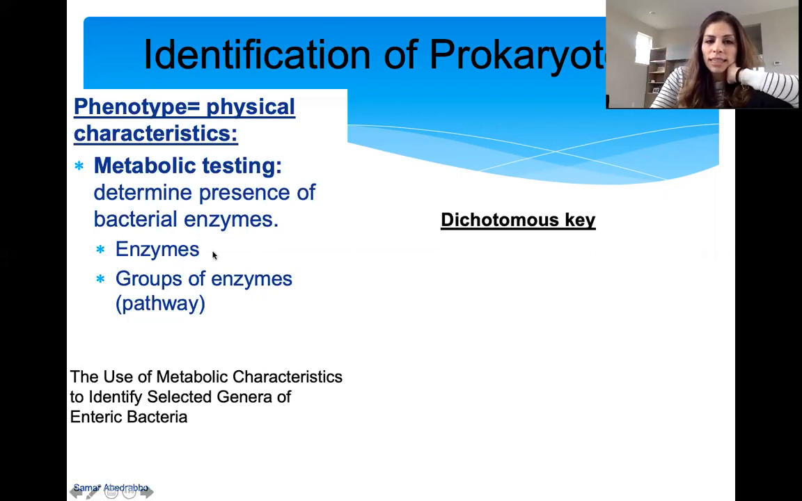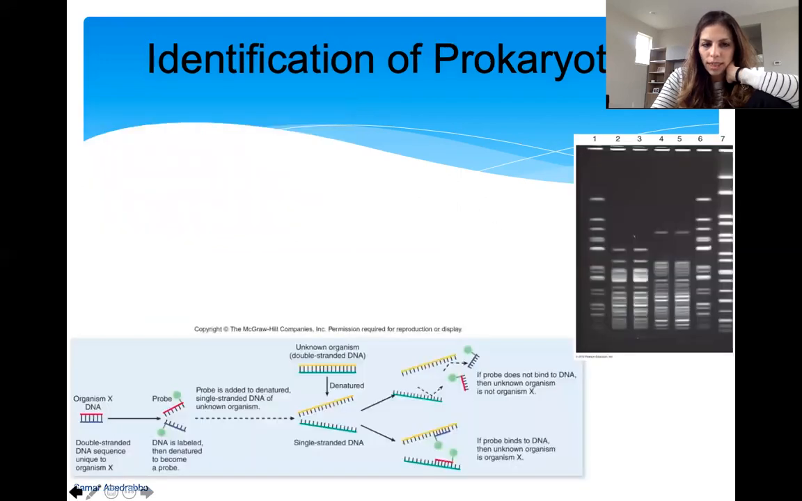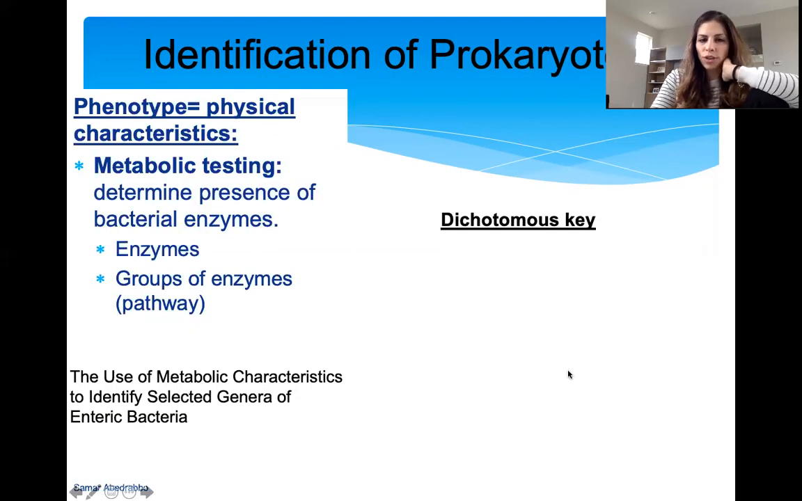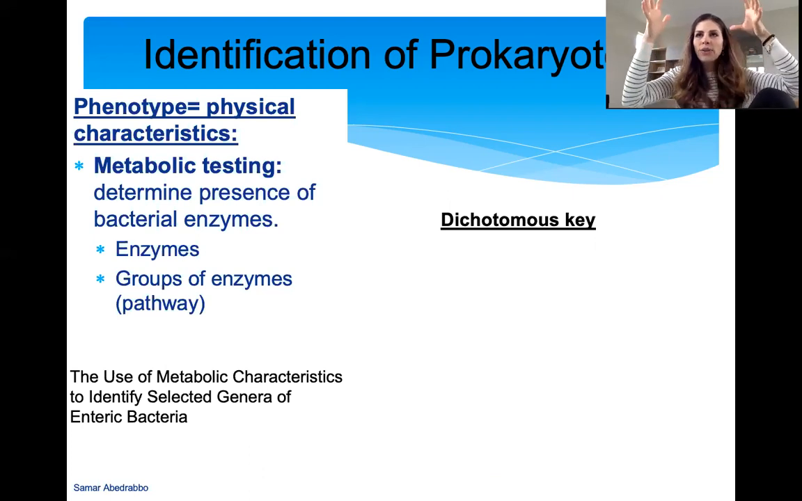So we can look at enzymes, groups of enzymes, and we use all these metabolic characteristics to create what we call a dichotomous key. And I don't know why the pictures are not showing up, but again, you guys have the lab so you can see the pictures. So a dichotomous key is where you use the list of all the tests you've done, so gram stain, sin test, carbohydrate fermentation, all these tests, and you have them lead you to one specific organism. And that's what people in clinical labs do.